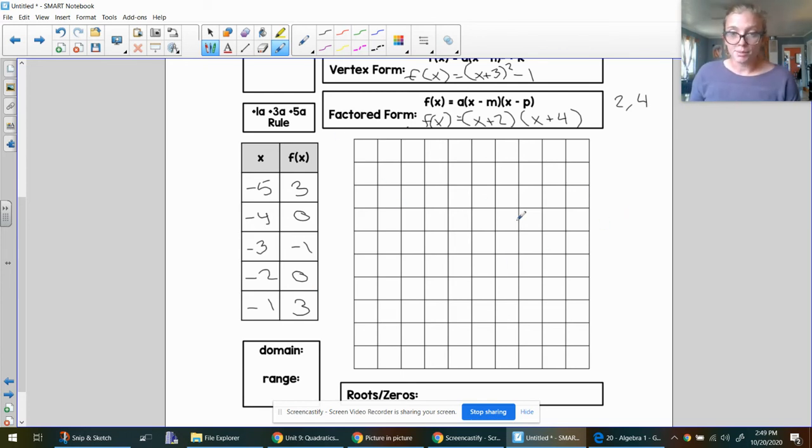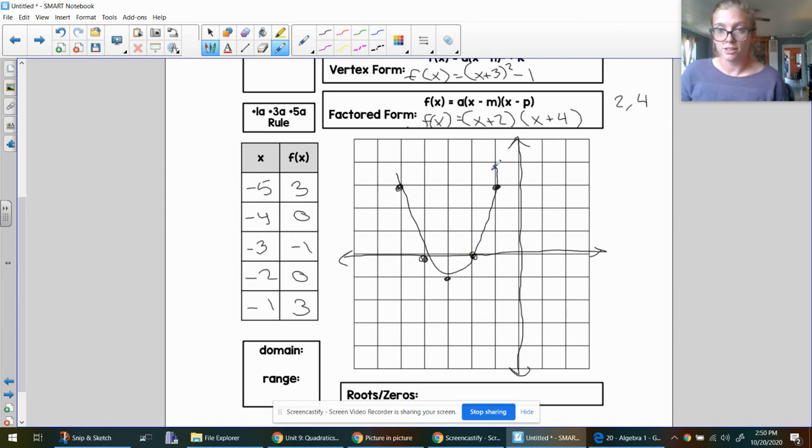Once I have some points, I'm going to go ahead and graph this. Again, excuse my wiggly axes. So I know I have a point at -5, +3. I have a point at -4, 0, a point at -3, -1, a point at -2, 0, and -1, 3. When I connect those dots, that is the graph of my quadratic function.